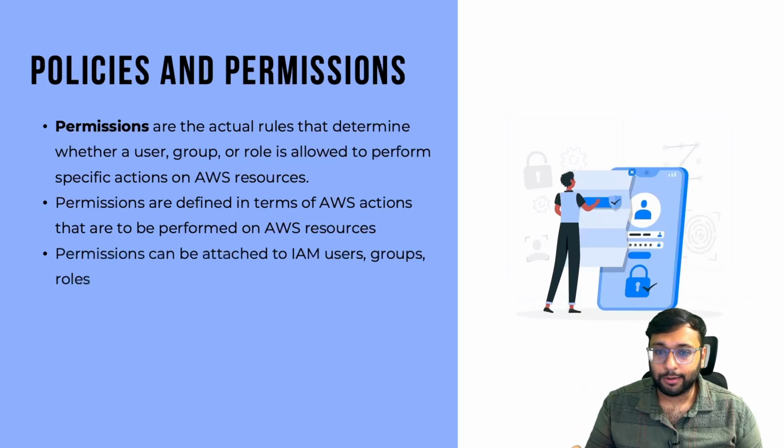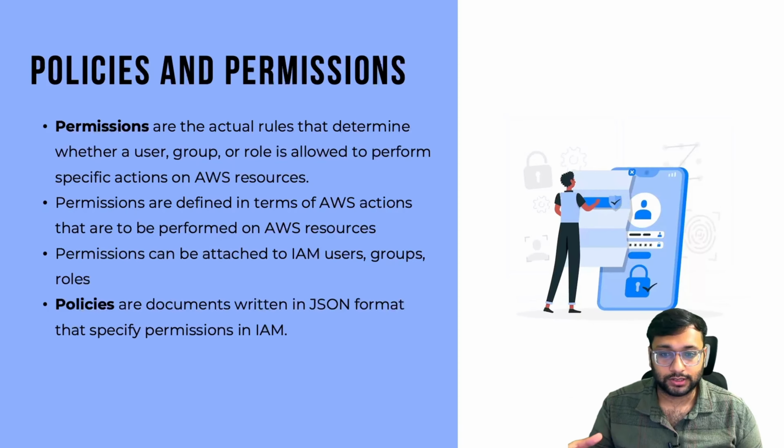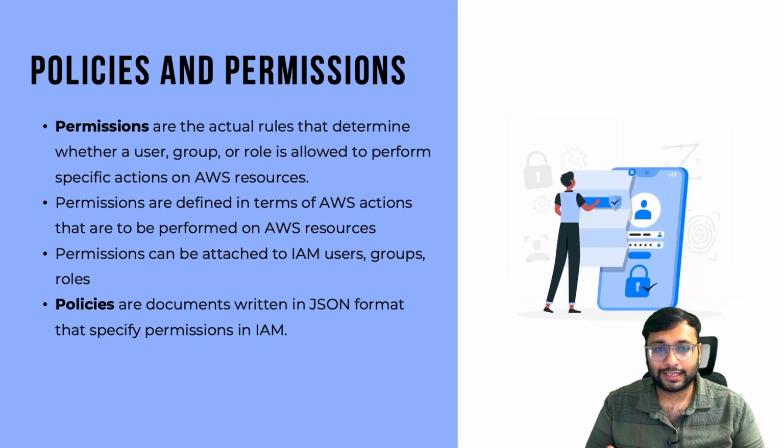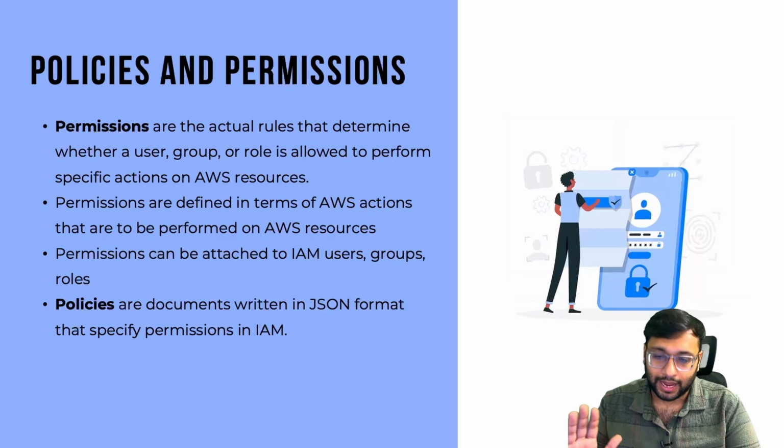Permissions can easily be attached to users, groups, or roles. I'll show you how you can do that. Next, we'll understand what policies are. Policies are documents written in JSON format that specify the permissions in IAM. How we create the policies and how we assign them to a particular user or a group, I'll show you that.